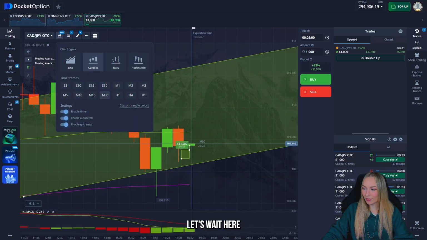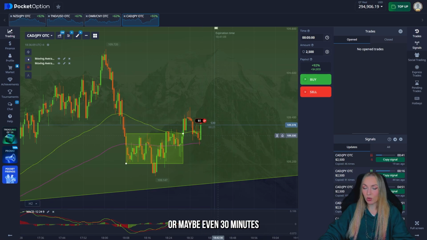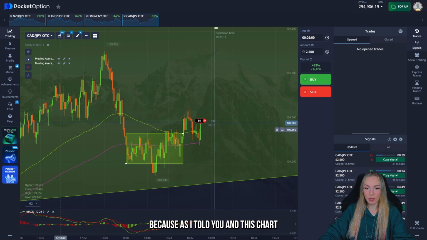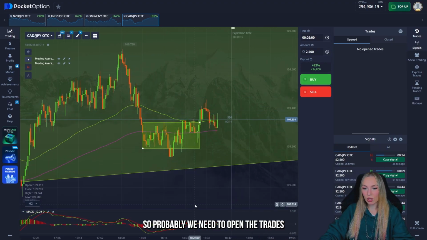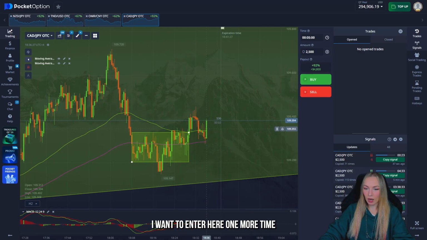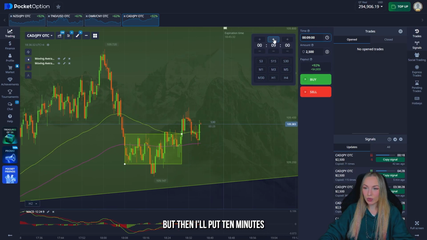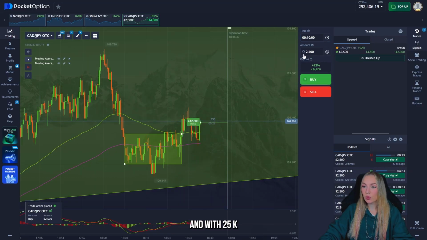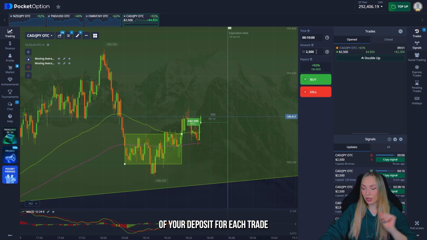Let's wait here. Probably here I needed more time, not 5 minutes, but 10, 20, or maybe even 30 minutes, because as I told you, in this chart we don't have much volatility, so probably we need to open the trades for a longer period of time. I want to enter here one more time, but then I'll put 10 minutes in the upward direction right now and with 2.5k. But guys, be careful and don't put more than 5% of your deposit per each trade.